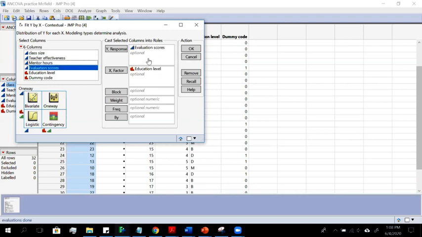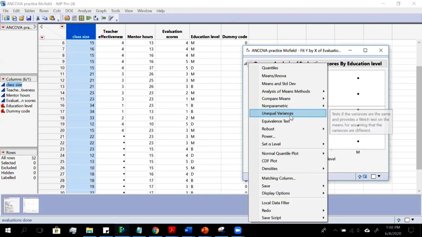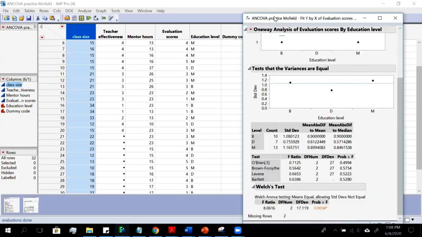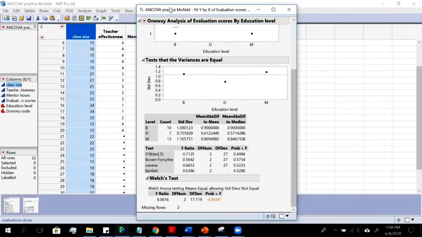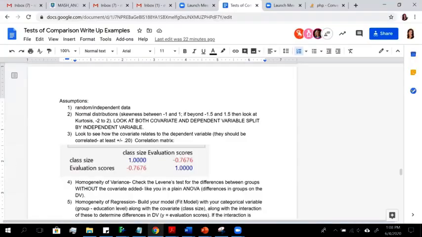Evaluation scores, okay? And I'm doing the Levene's test. I'm making sure that the p-value is above 0.05 because I don't want there to be differences in the variance. I need to make sure I'm comparing good equal samples. So I'm good there. Homogeneity of variances, that assumption is met.